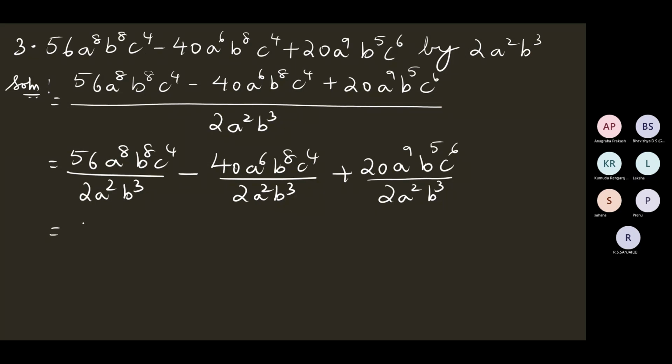Ma'am, b power 3 and b power 8, 18. So come from the numbers. 56 and 2. 56 divided by 2 is 28, ma'am. Not 18, ma'am.